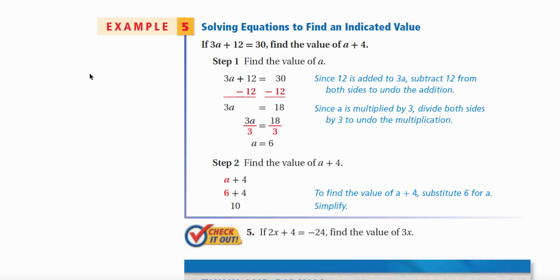Last example, solving equations to find an indicated value. If 3 times A plus 12 equals 30, let's find the value of A plus 4. Sometimes you'll be asked not just to solve for a variable, but for a given expression. And A plus 4 is an expression. So step 1, let's find the value of A. Subtract 12 both sides, 3A equals 18. Divide both sides by 3, now we know that A equals 6.